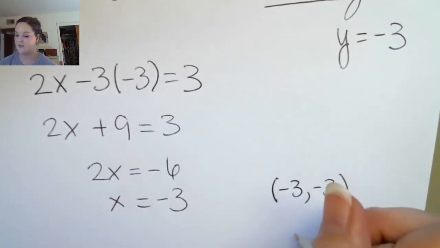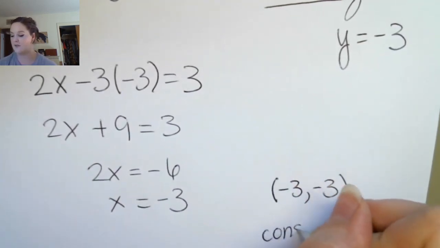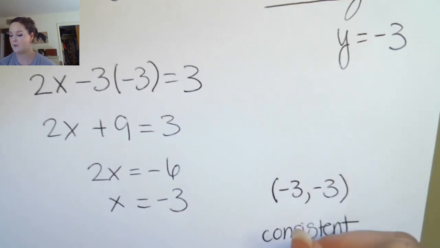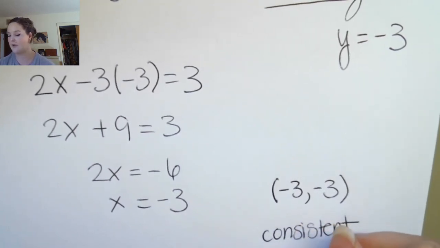Okay, now since there is a solution, we would say this is consistent. Okay, and because there's only one solution, we would say it's independent.